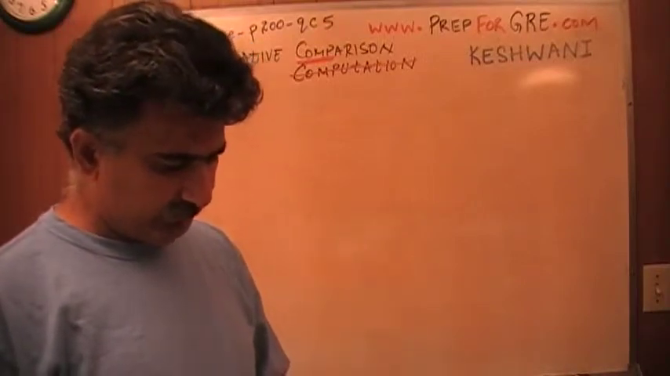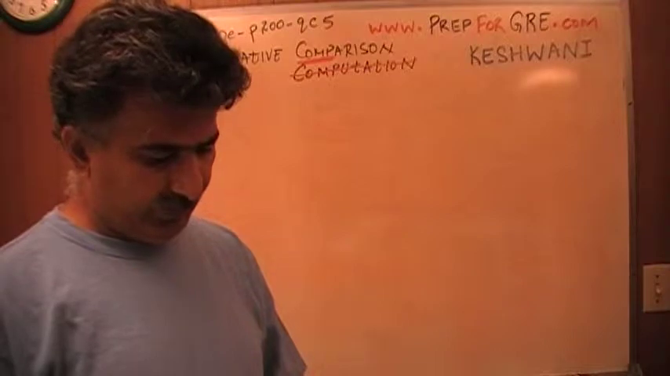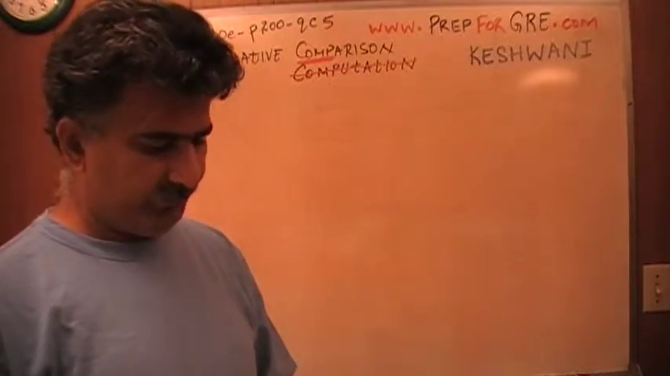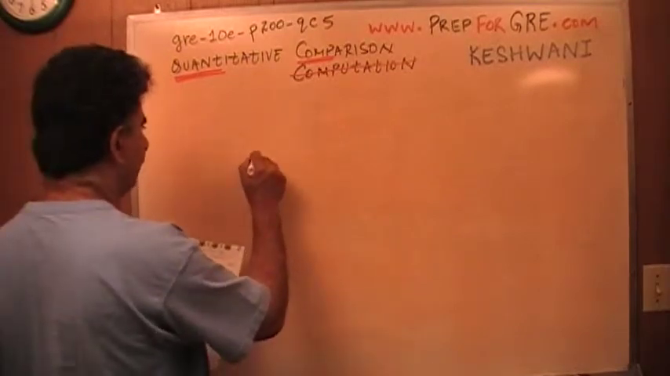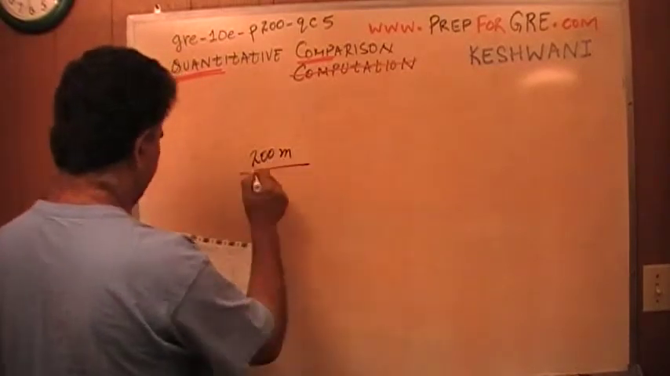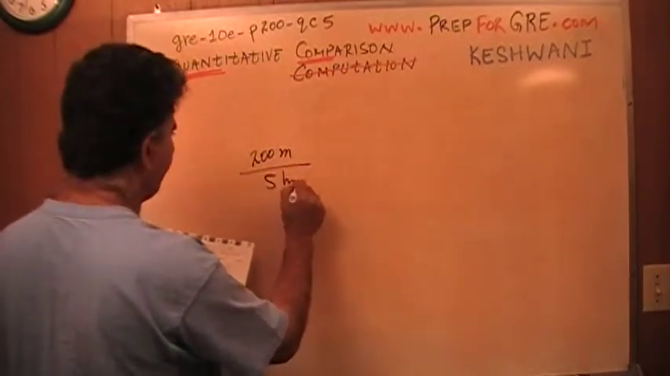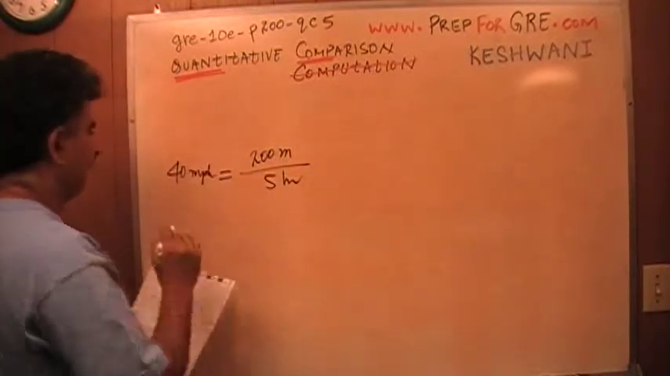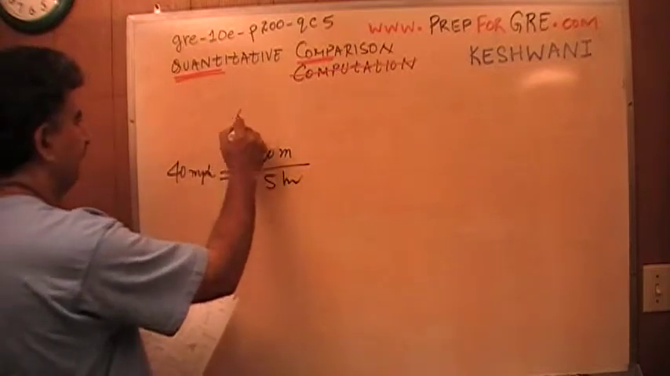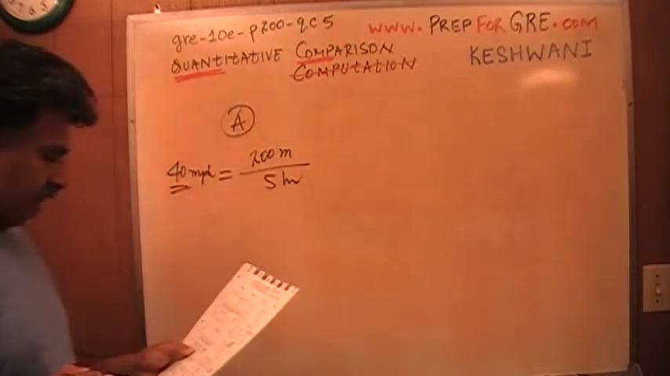Let's look at the first column. Marie's average speed for the trip in miles per hour. Well, that's quite straightforward. We know that she ran 200 miles in 5 hours. So that's very simple: 40 miles per hour. So in column A we have 40.